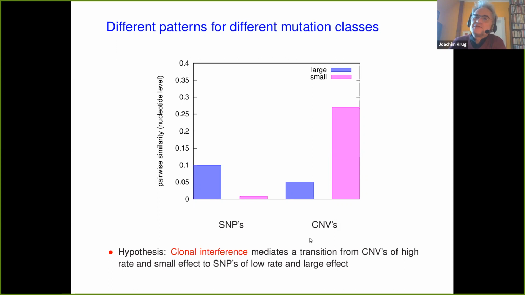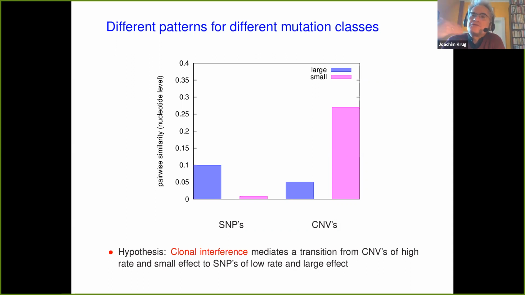The hypothesis that we developed was that because of clonal interference, large populations tend to adapt via mutations of large effect, which then, of course, typically have rather small rates, whereas the small populations are dominated by these structural variants, which have high rate but small effects. Now, how can you test or confirm this hypothesis? We have basically two sets of arguments.